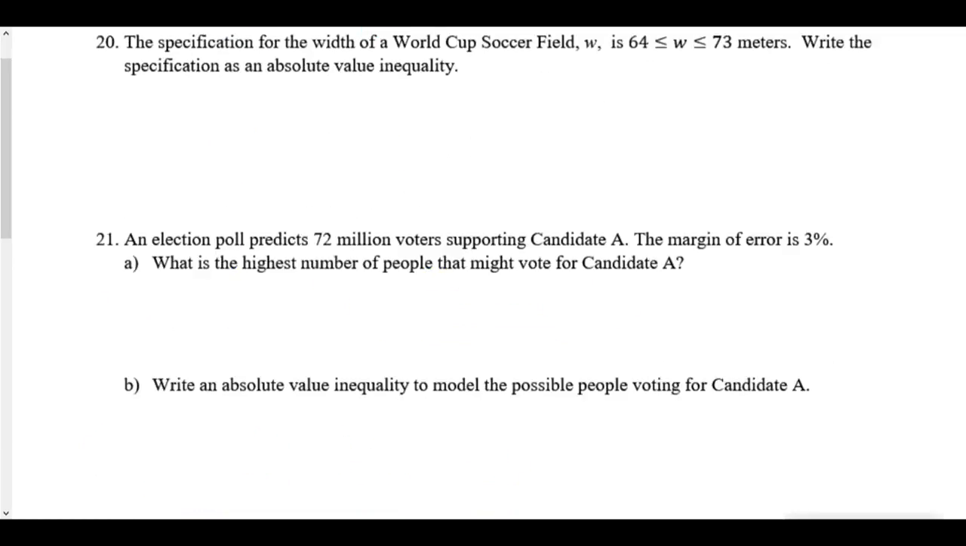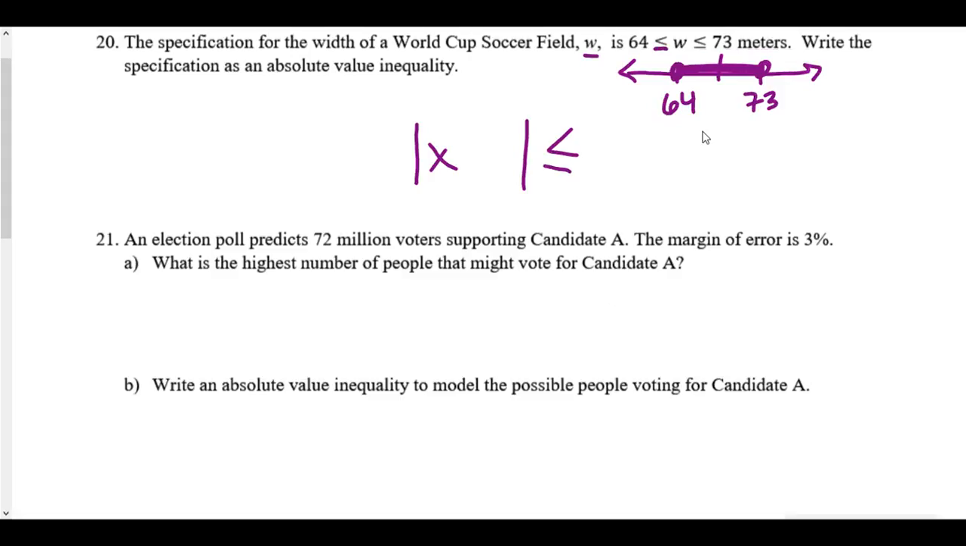All right, number 20 says the specification for the width of a World Cup soccer field, W, is 64 is less than or equal to W is less than or equal to 73 meters. So the field has to be between 64 and 73 meters wide. Write the specification as an absolute value inequality. So sometimes it helps me to look at it this way. Again, here's 64 and here's 73, and I want to be within those two numbers. So this is going to be a close distance. So when I'm writing my absolute value inequality, I want to be within, so less than or equal to, because these were both equal to's when I wrote them. And I just got to figure out how much my amounts are.